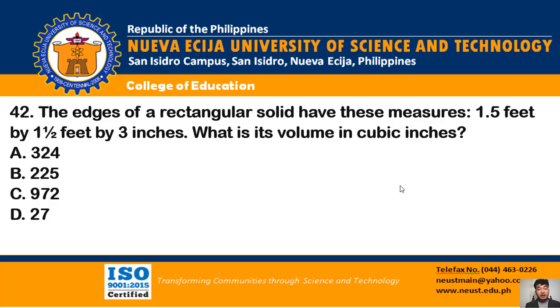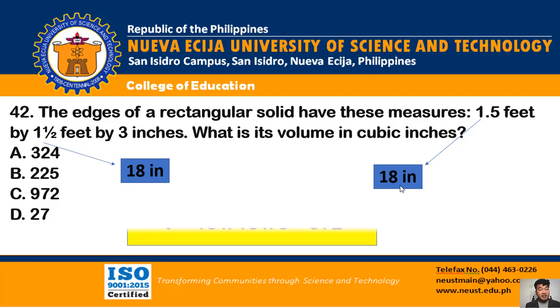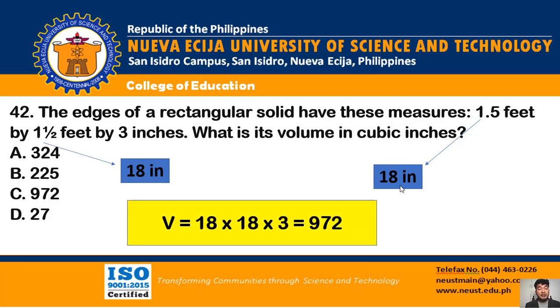42. The edges of a rectangular solid have these measures: 1.5 feet by 1.5 feet by 3 inches. What is its volume in cubic inches? So the first thing that we have to do is to convert those dimensions in feet to inches. So 1.5 feet is equal to 18 inches. Then you solve for the volume. You multiply the 3 dimensions, 18 by 18 by 3, and that is equal to 972, or letter C.